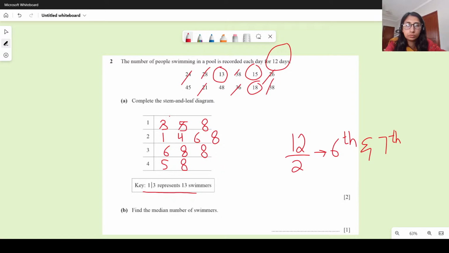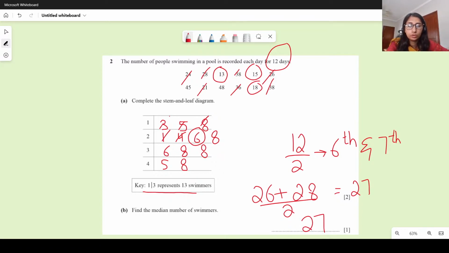So 1, 2, 3, 4, 5, 6. Sixth value is 26 and seventh value is 28. So I'll have to find the average of these two. I'll add these two and divide by 2, which gives me 27. So 27 is the answer for 2 part B.